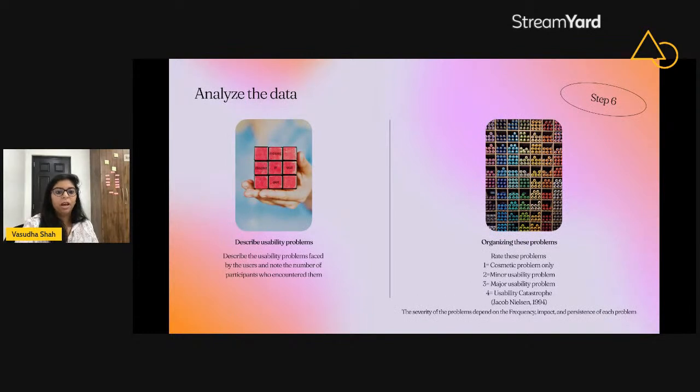Yeah. Sixth one, analyzing the data. So describe the usability problems to your stakeholders. Describe the usability problems faced by the users and note the number of participants who encountered them. What can help is keeping a count of how many participants faced what kind of issues, so that it's easier for you to find patterns amongst them as well.